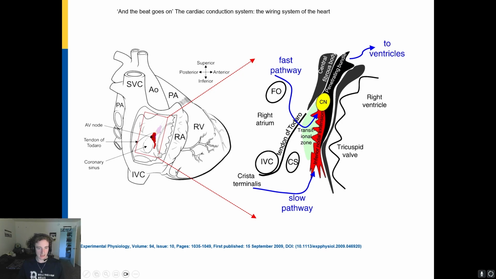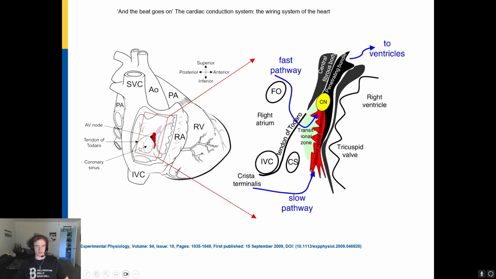So really we have the triangle of Koch, it's what it's called. Or Koch? I don't remember. I'll probably say Koch. But essentially you have this triangle of structures that go in to that central fibrous body, and that is where the AV node is.